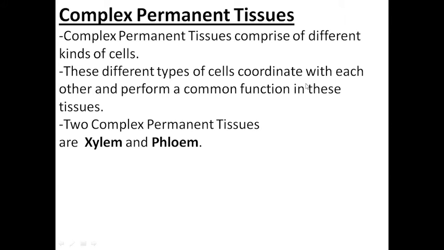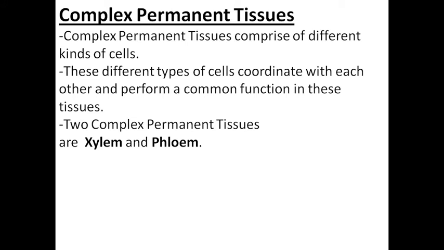Hello everyone. So already we have completed our revision part of session number 1, 2 and 3. So this is our session number 5 in which we are going to start complex permanent tissues. So already we have learned that in a plant there are two main types, meristematic and permanent, correct? So permanent tissues, in that there are two subtypes, that are simple permanent tissues and complex permanent tissues.